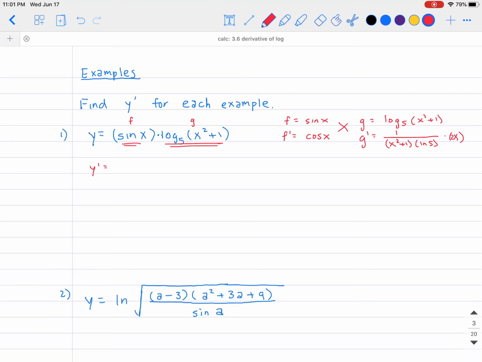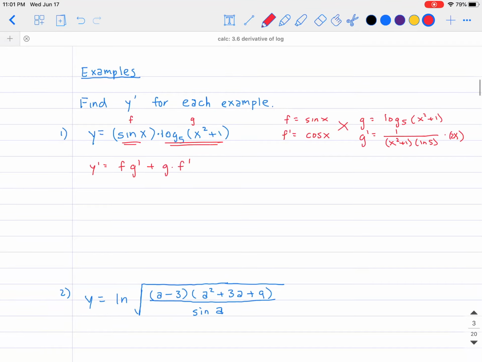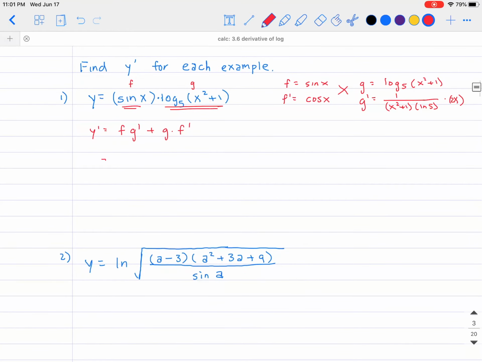We just basically cross multiply and we add. So it's going to be f multiplied by g prime plus g multiplied by f prime. And if you need to write it out this way, totally fine. But if you can visualize all of this in your head, hey, that's even better. So let's go ahead and write it.